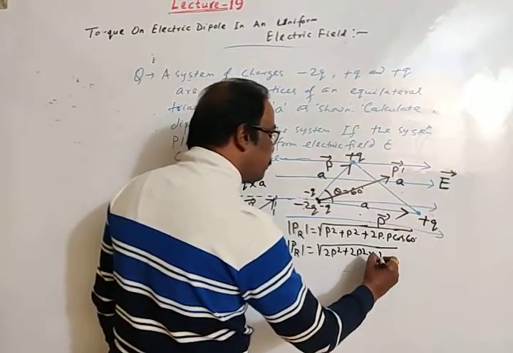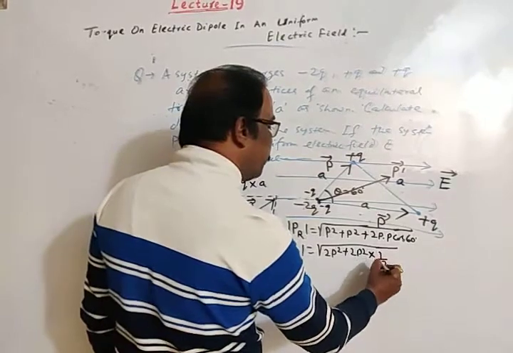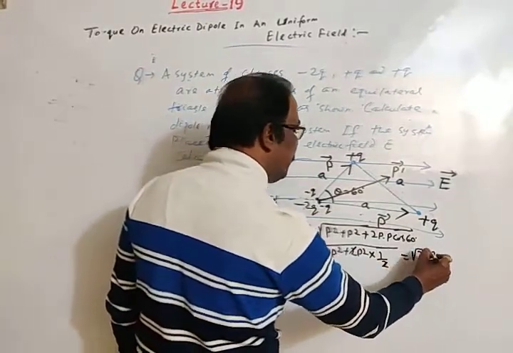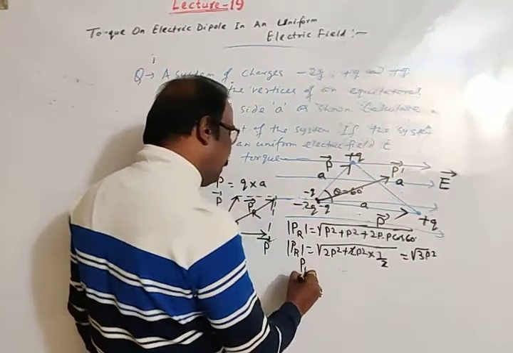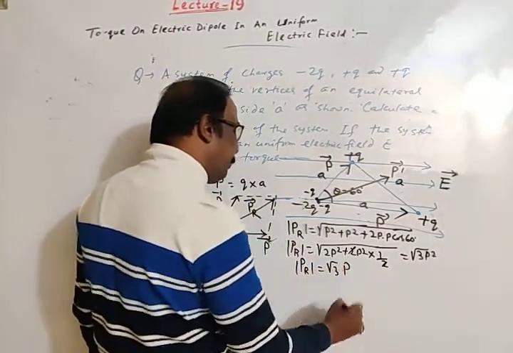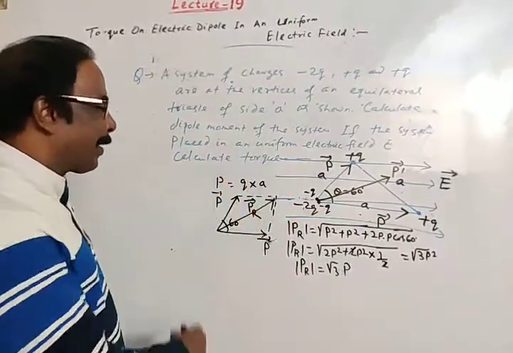Cos 60 is 1 by 2. Okay, 2 gets cancelled, then this becomes square root of 3P square. Then the magnitude of the resultant dipole moment is root 3P. Okay, then we have to find torque.